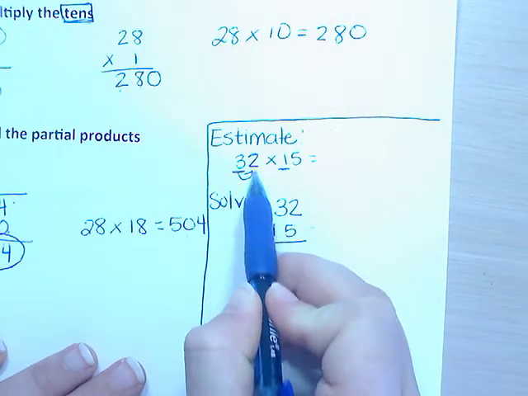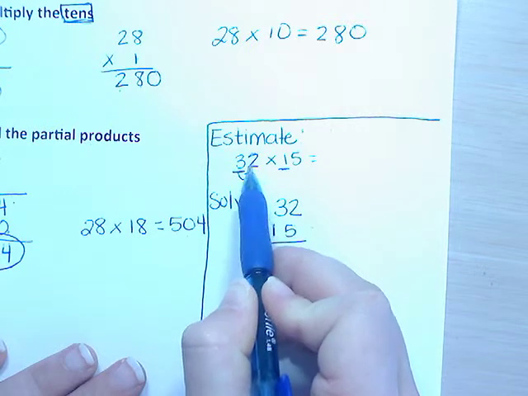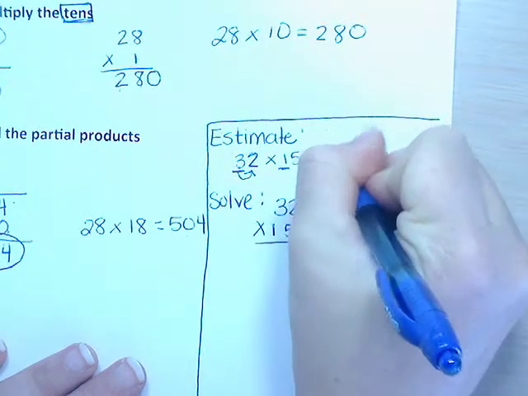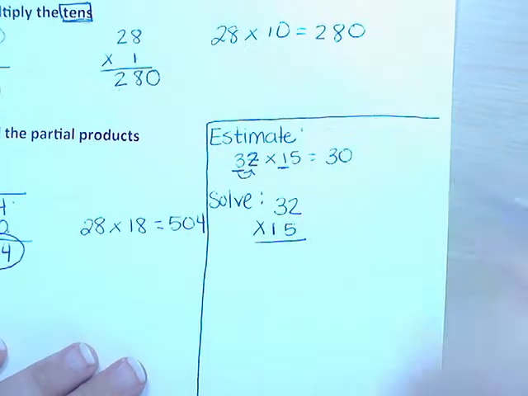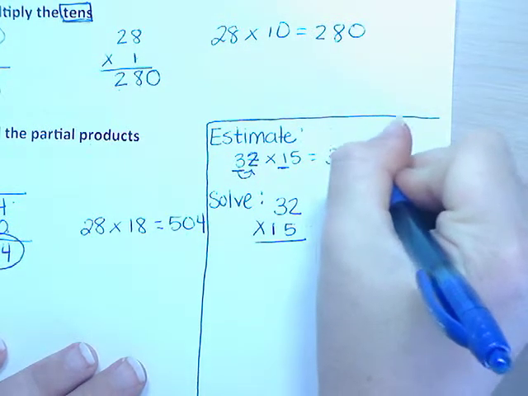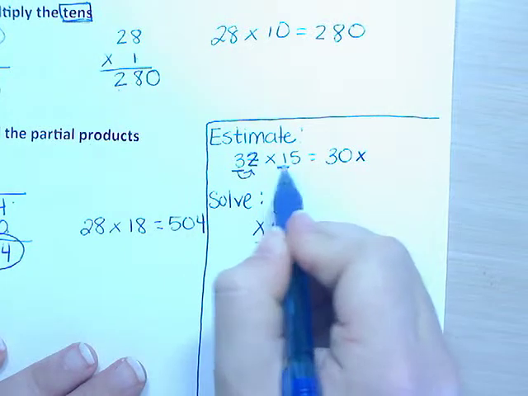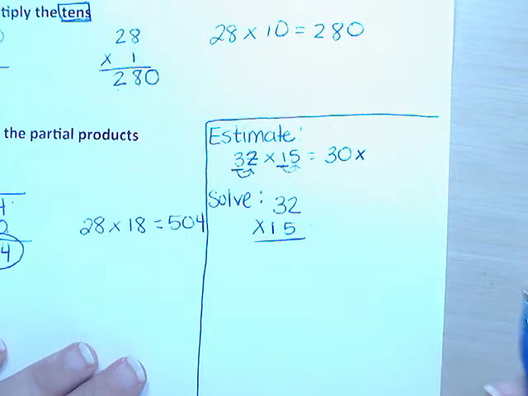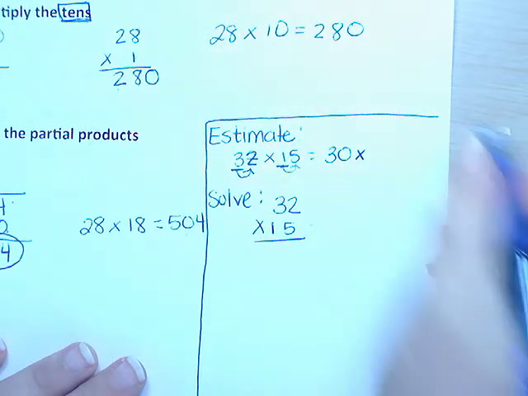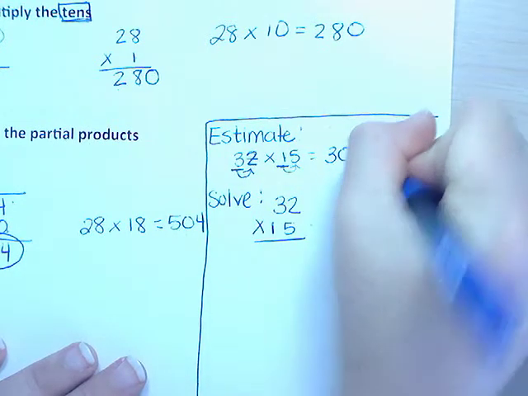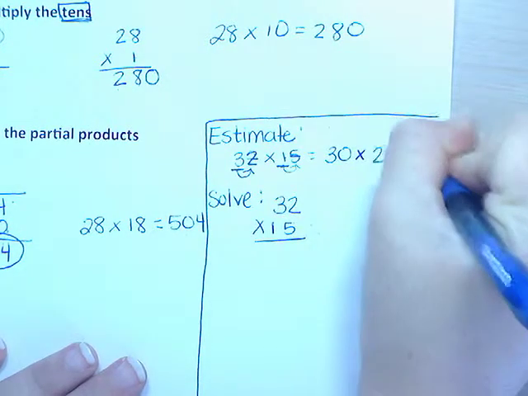So my 3, I'm going to look over at my 2. 2 is 4 or less. That means my 3 stays the same, and all the other numbers turn to 0. So I have 30. Then I'm going to look at my 15. 1, I look over at my 5. It's 5 or more, so that means I'm going to raise the score. So my 1 becomes a 2. Every other number becomes a 0.